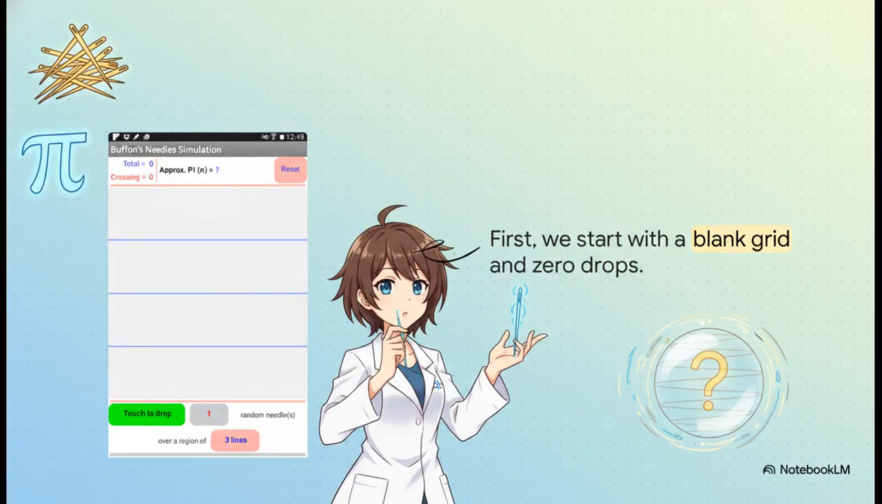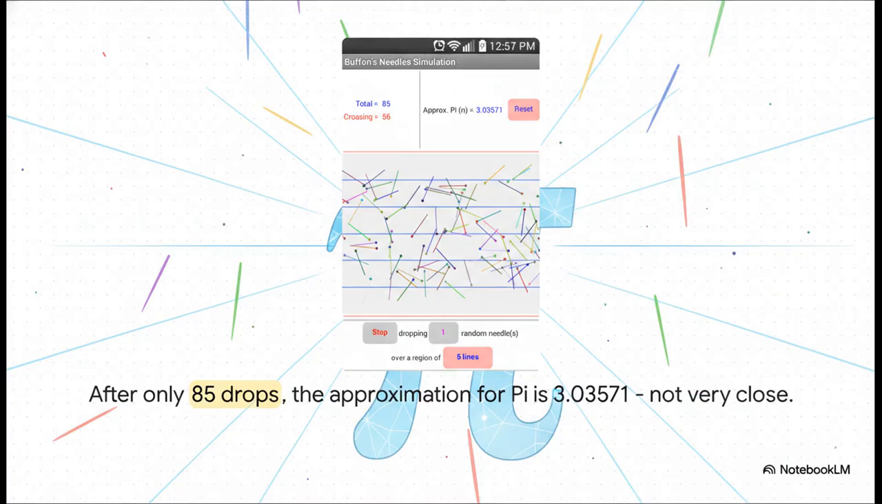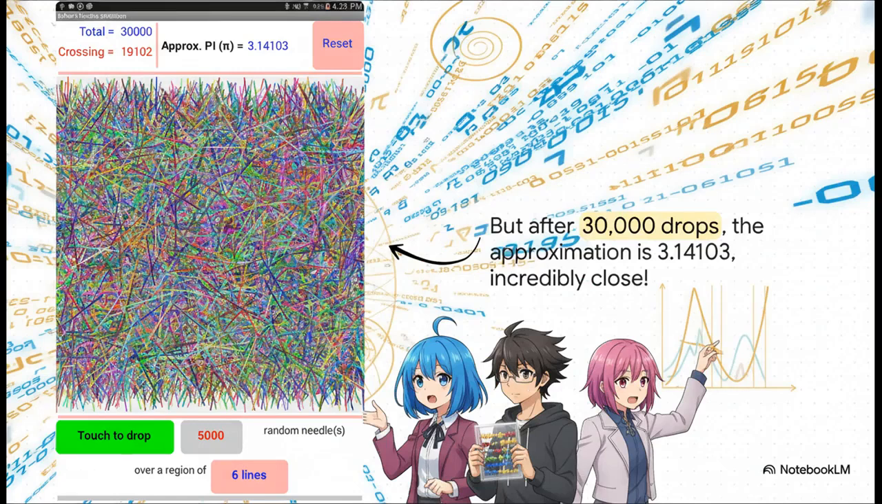Okay, so this is what it looks like before we begin. Just a clean slate, you know? We've got our lines ready to go, our drop count and our crossing count are both at 0, and our estimate for pi is, well, it's nothing yet. Now, after a handful of drops, maybe 85 or so, you'll get a result. Here, it's about 3.03. I mean, it's kind of in the right neighborhood, but it's not super close, is it? And that makes sense. With a small number of tries, random chance is going to give you some pretty wonky results. But here is where the magic happens.